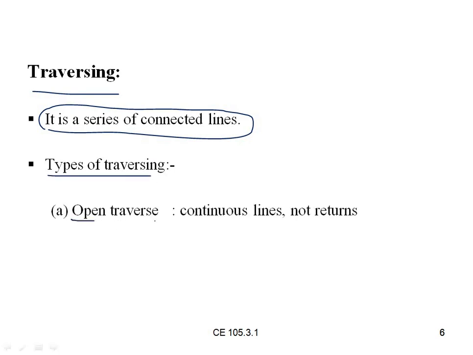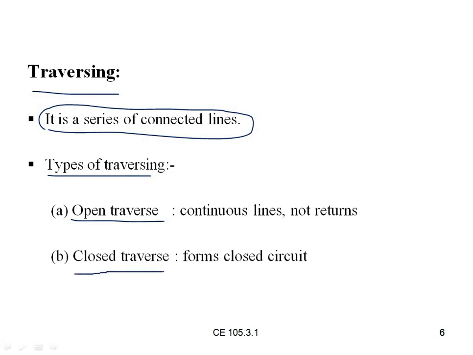So one is open traverse and the other one is closed traverse. In open traverse we have continuous lines but they do not return. And coming to the closed traverse, it forms a closed circuit. So regarding open traverse, I will draw the diagram.